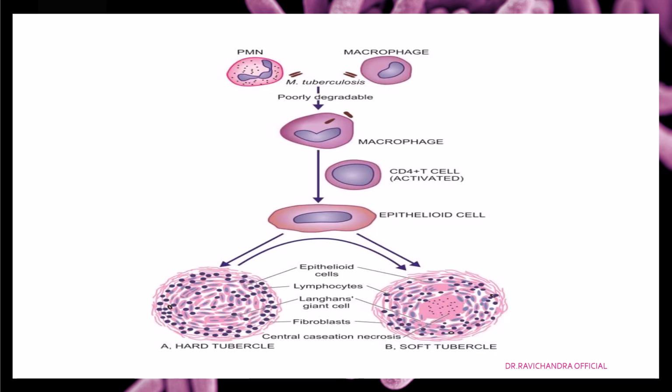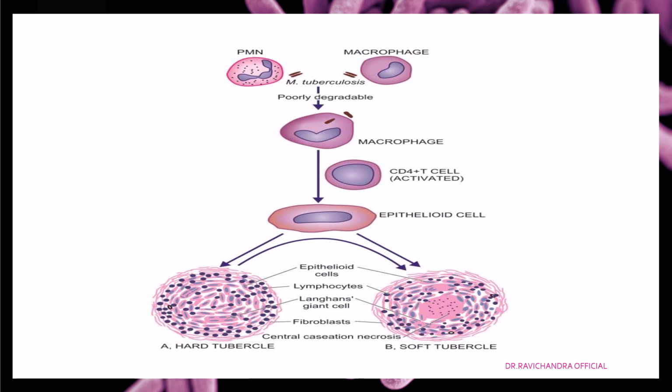So the neutrophils or the macrophages will engulf the Mycobacterium tuberculosis. If they are poorly degradable, then they will present it to macrophages. These macrophages try to digest the organism. If they fail to digest, these macrophages will activate the CD4 plus T lymphocytes to release interleukin 1, 2, tumor necrosis factor alpha and interferon gamma, and they result in conversion into epithelioid cells.